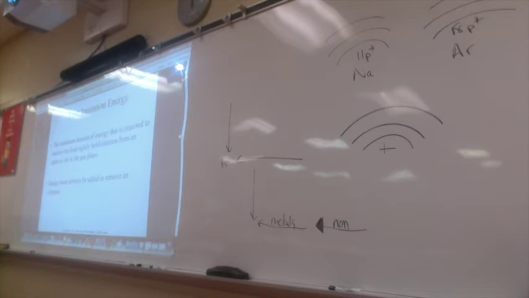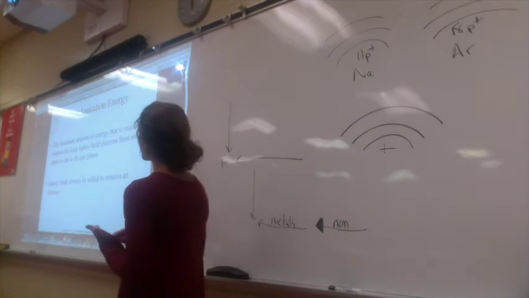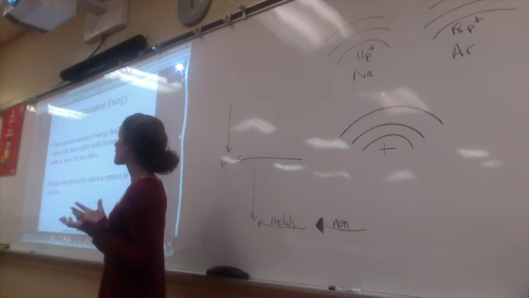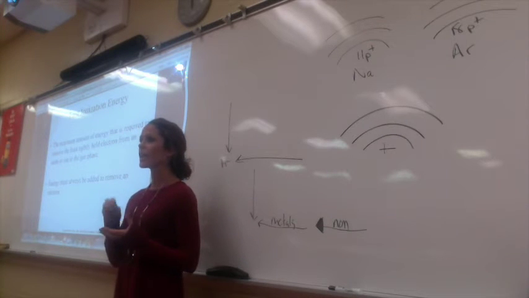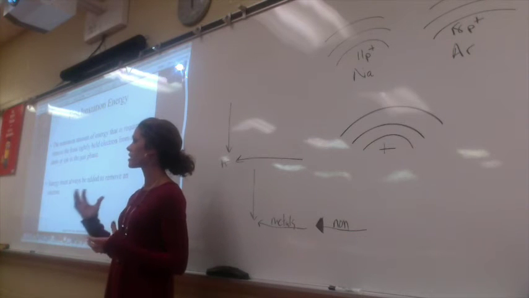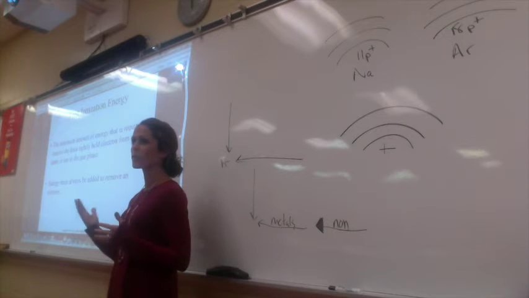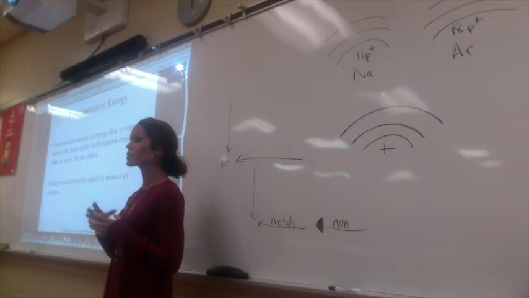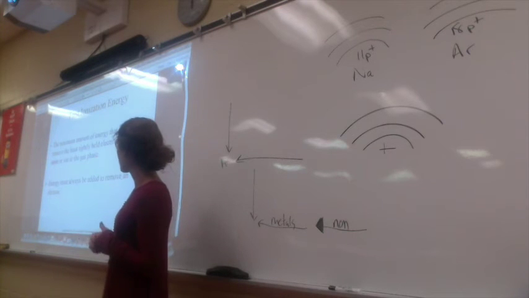All right, first ionization energy. This is the energy that is required to remove the least tightly held electron from an atom or ion in the gas phase. So you must discuss in your definitions or in your explanations that ionization energy is the energy required to remove an electron. So whichever one requires the most energy to remove an electron is the highest ionization energy.